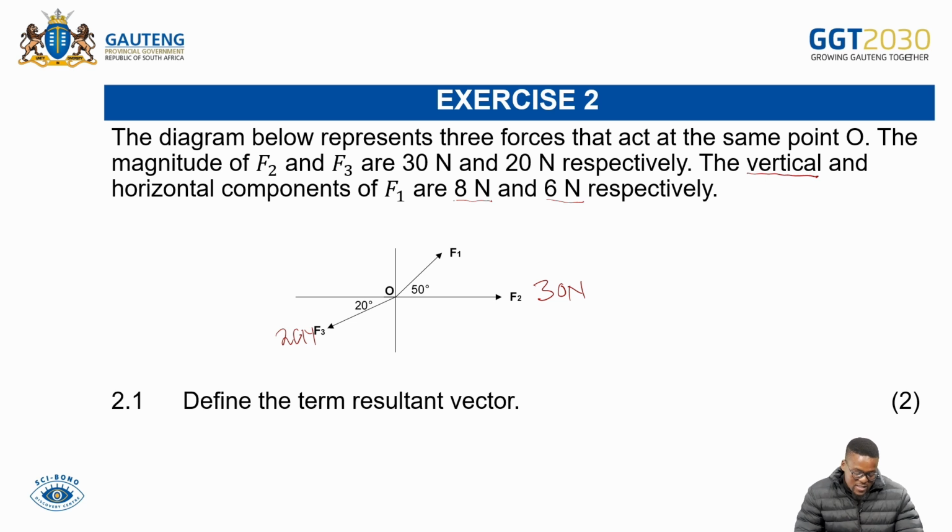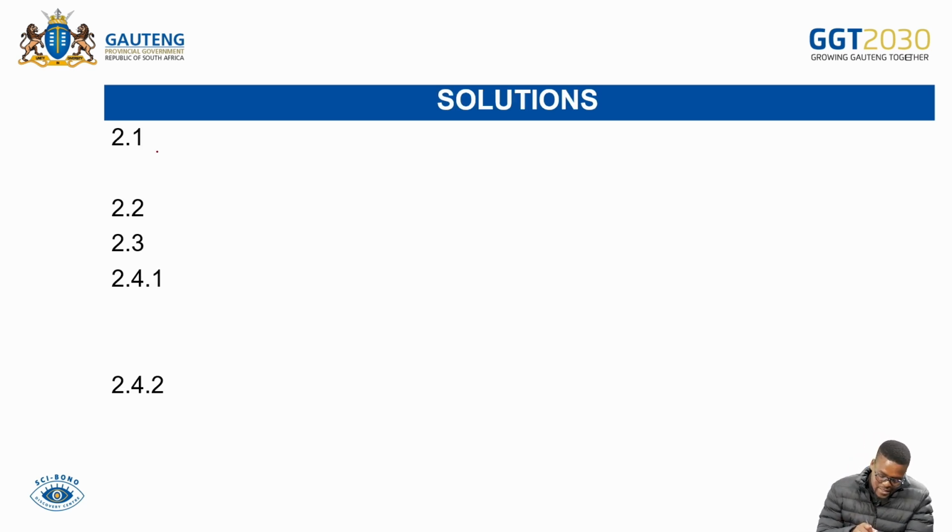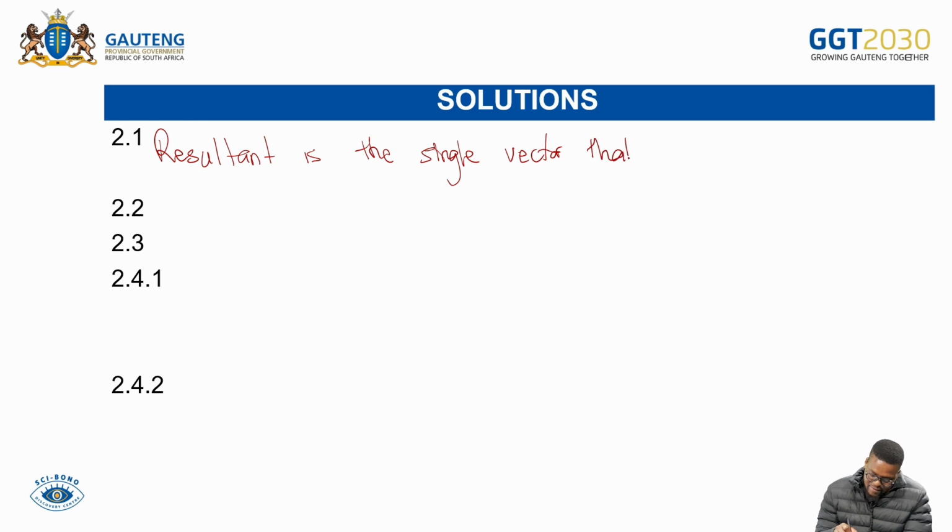Okay, so the first question: define the term resultant vector. A resultant vector is the single vector that has the same effect as two or more vectors together, right?